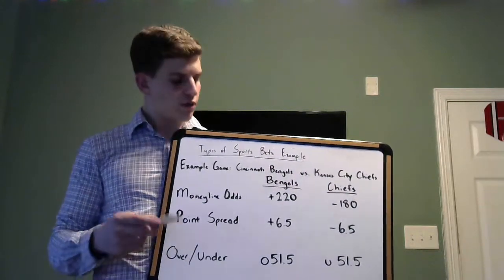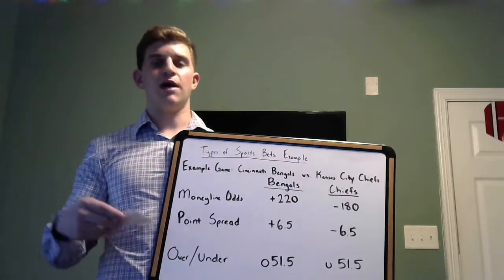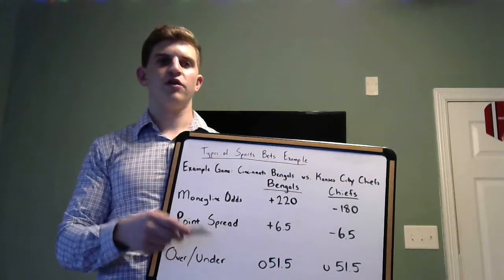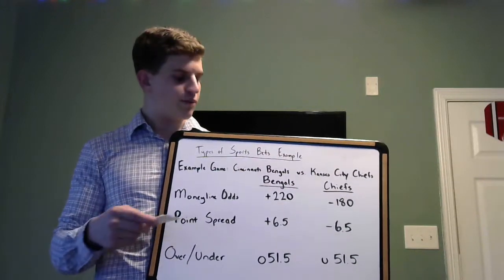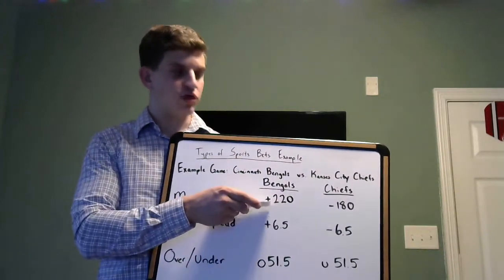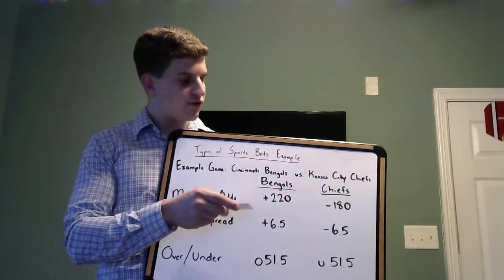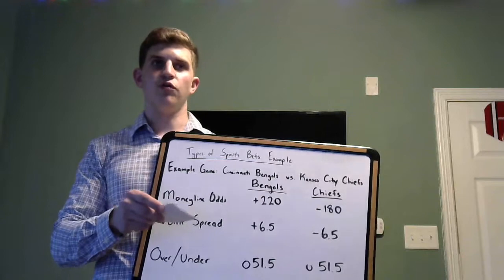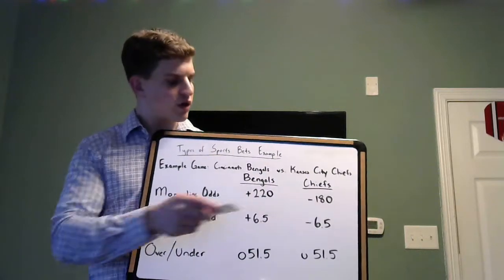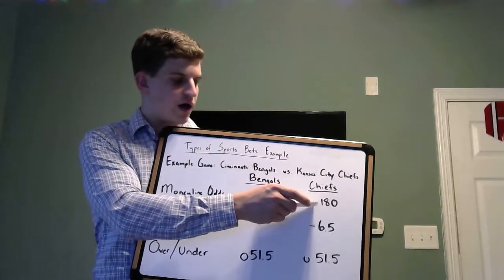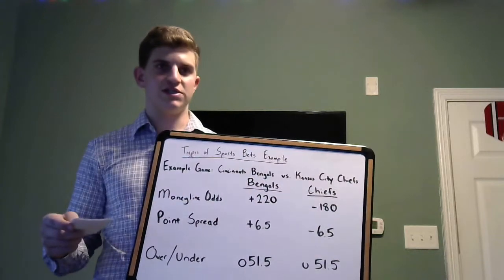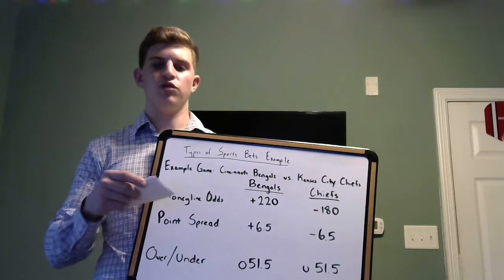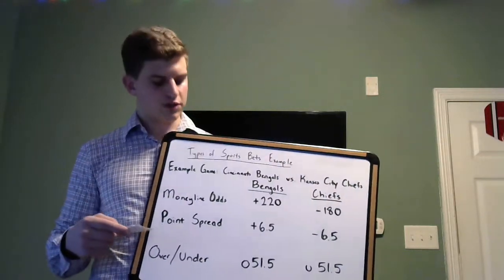Plus 220 refers to the amount of money you win if you bet $100 on the Bengals. So if you bet $100 and the Bengals win, you would win $220. Now, minus 180 refers to the amount of money you have to bet in order to win $100. So in order to win $100, you have to bet $180. Notice the distinction there between what it takes to win $100 versus what you win if you bet $100.